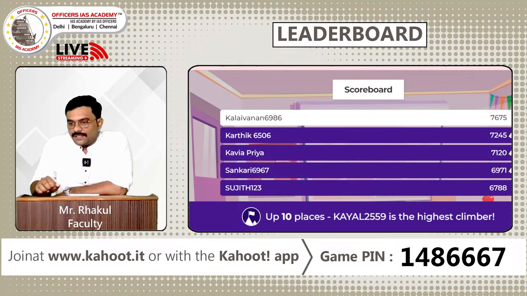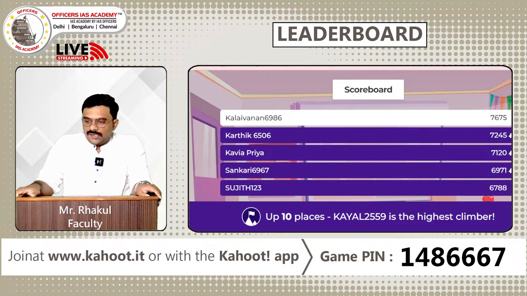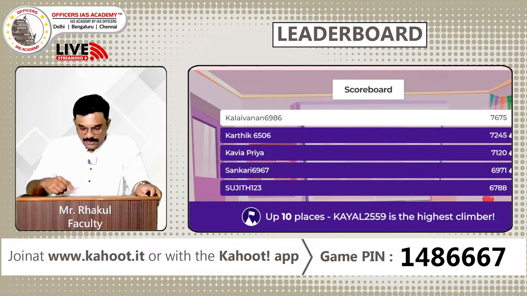Kalaivanan is still in the first position. Karthik has come up. He is in the second position now. Kavya Priya has re-entered the top 5 now. She is in the third place. Shankari is in the fourth place. She has gone up one place. And Sujit is in the fifth place. So I hope everyone is clear about Pareto efficiency. Now let us move to the next question.